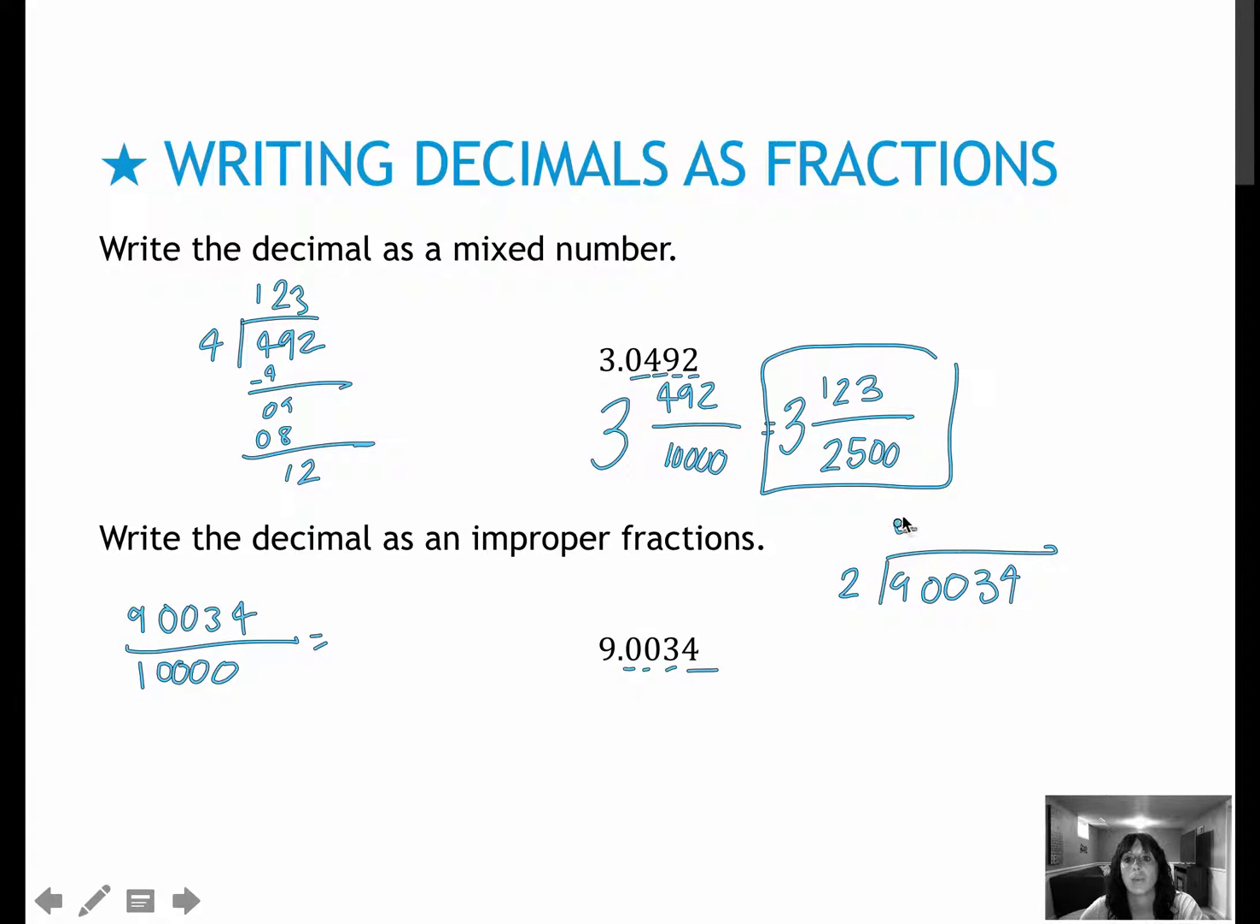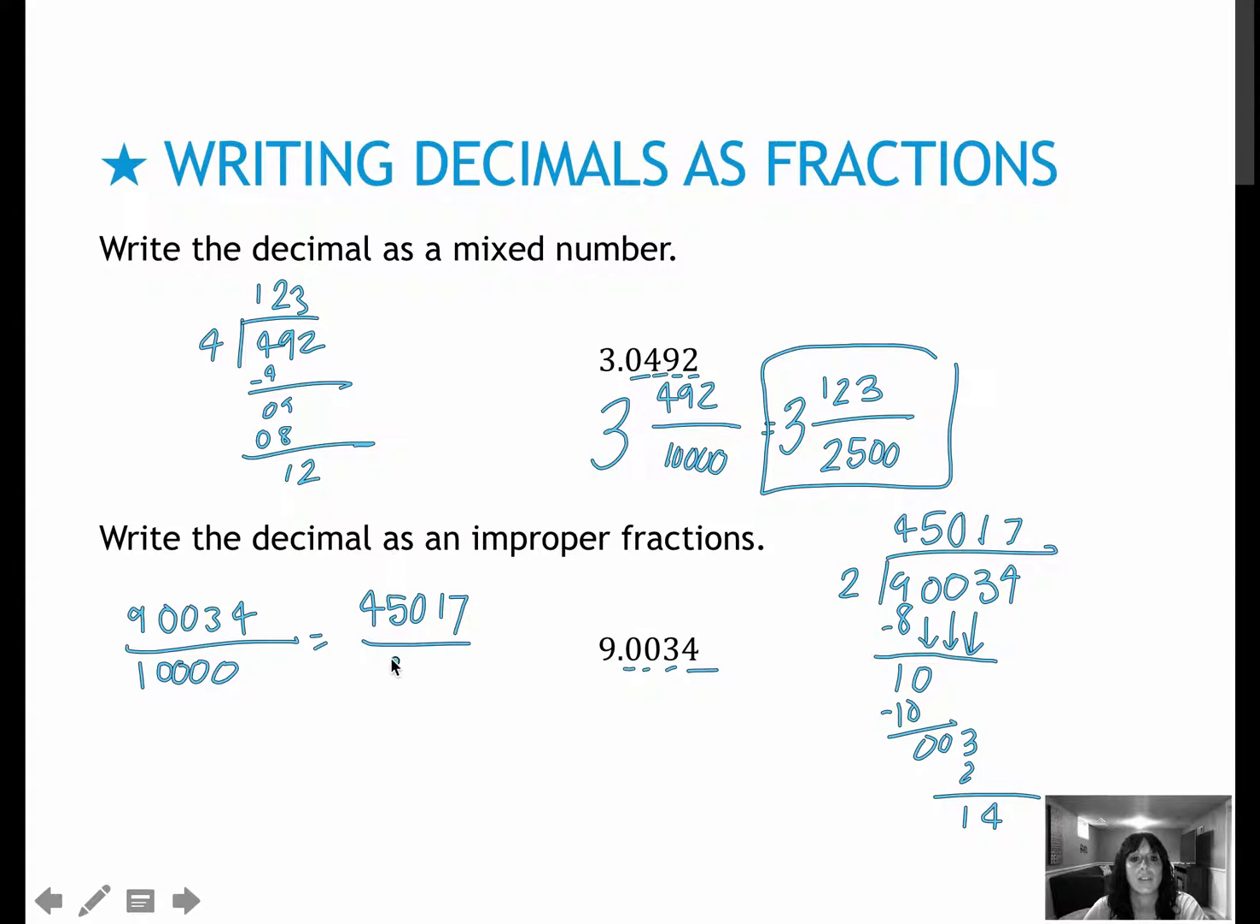So 2 goes into 9 4 times. 2 times 4 is 8. The difference is 1. Bring down a 0. 2 goes into 10 5 times. Bring down the 0. Put a 0 as a placeholder. Bring down a 3. 2 goes into 3 1 time, which is 2. I subtract, I get 1. 2 goes into 14 7 times. So I get 45,017 over, if I divide 10,000 in half, that's 5,000, and no other values can come out. So as an improper fraction, that would be my solution.